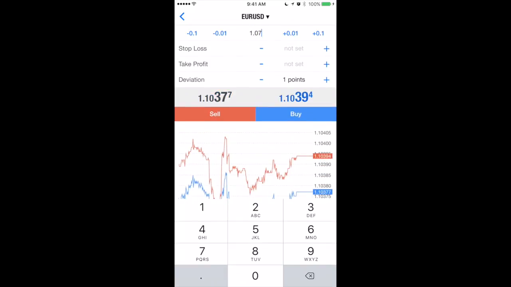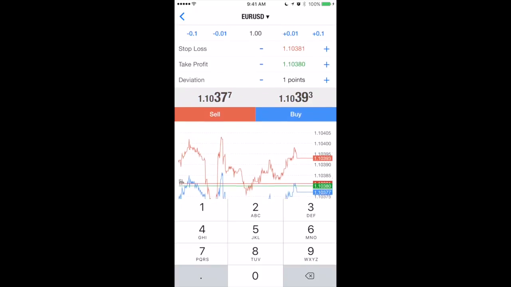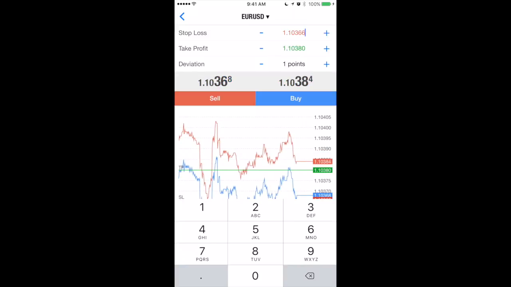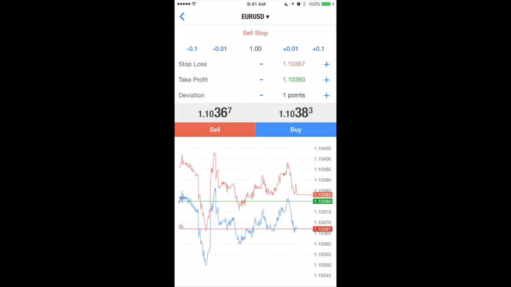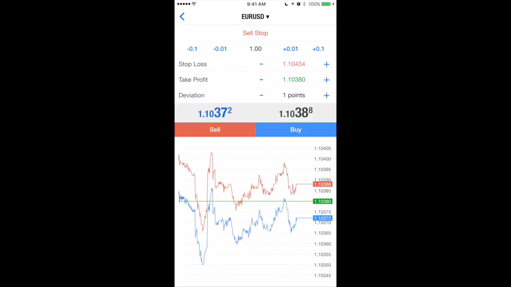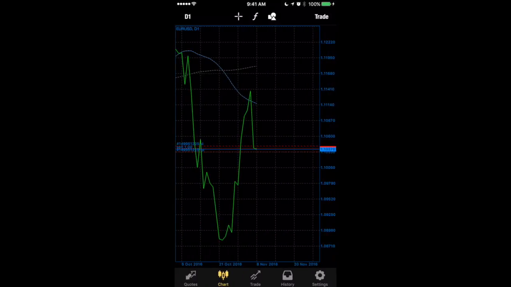So you can also tap and then just type it in. I'll just do a standard lot. Place your stops and your take profit. Let's just set my stop here. I'm going to sell, so my stop needs to be above the price and my take profit needs to be below the price. And then you just click sell. So now I have a trade that's been placed.